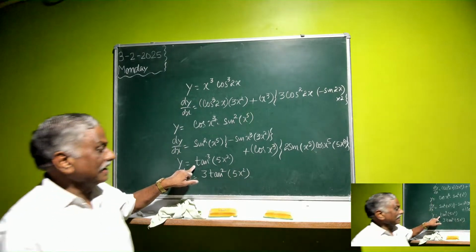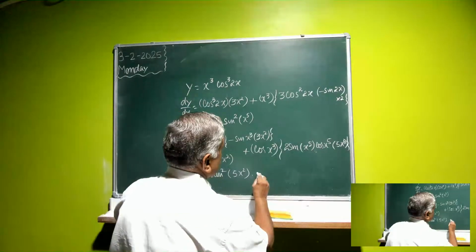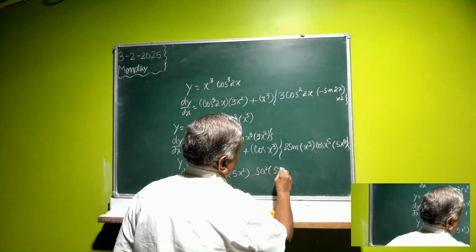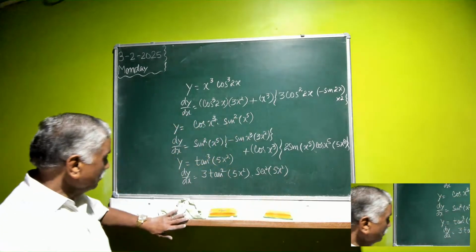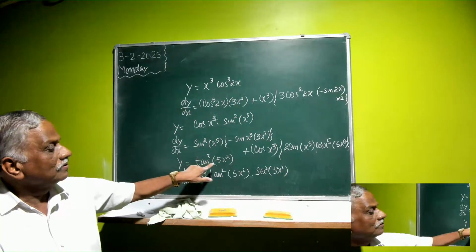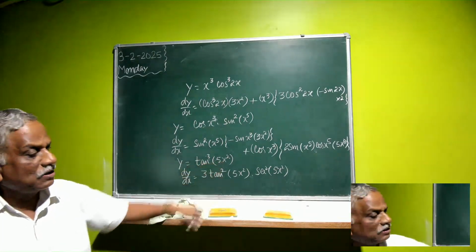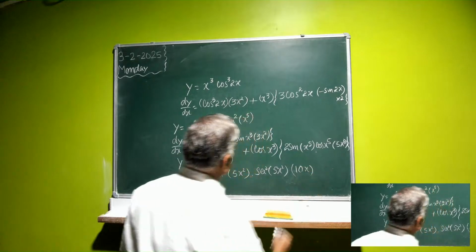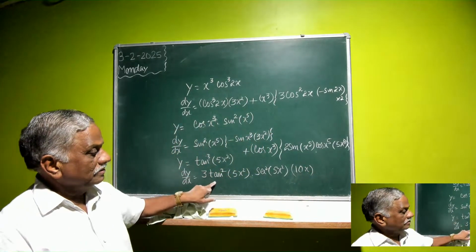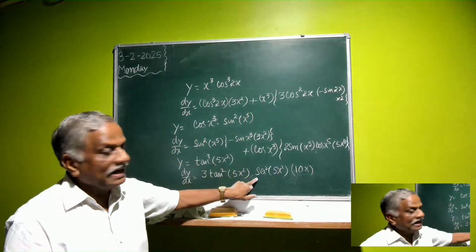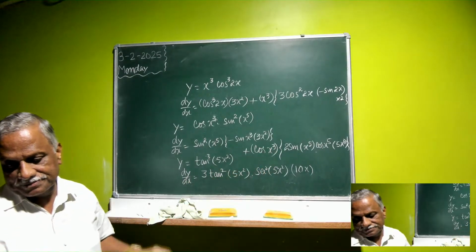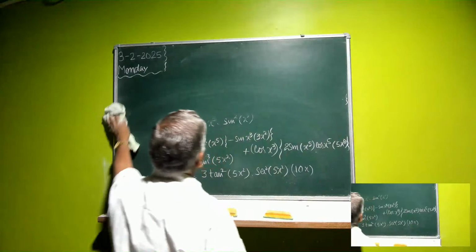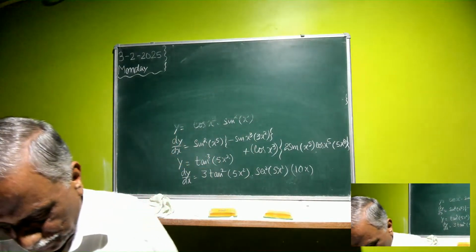Then you should differentiate tan. Tan is secant square 5x square. Then you should differentiate 5x square, 5 is a constant, x square is 2x and x. First power, 3 tan, then 5x square. Let's go to the next problem.